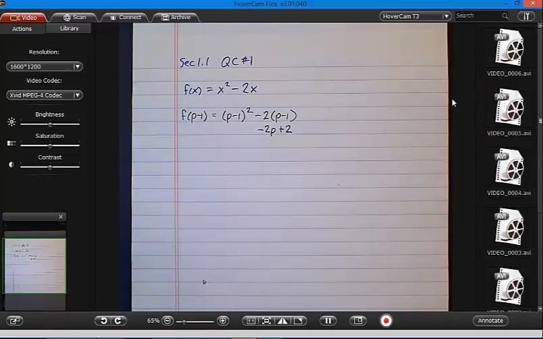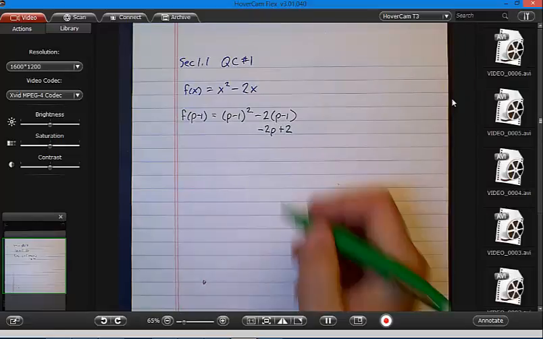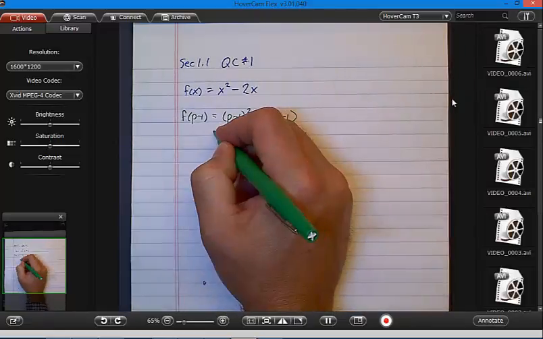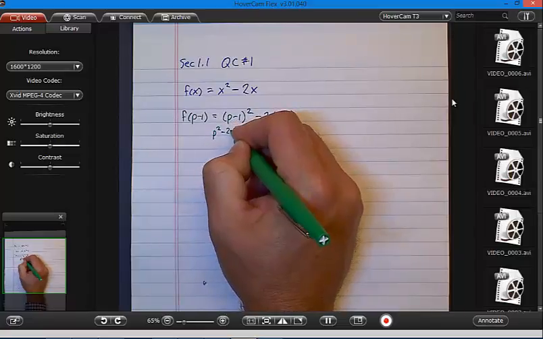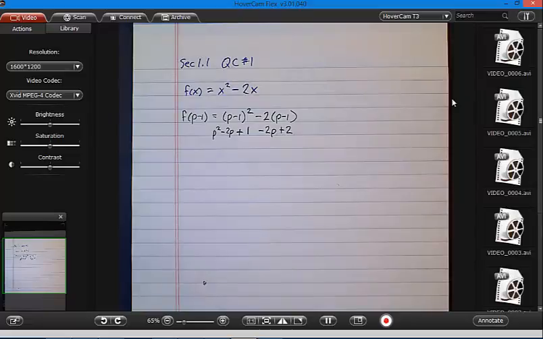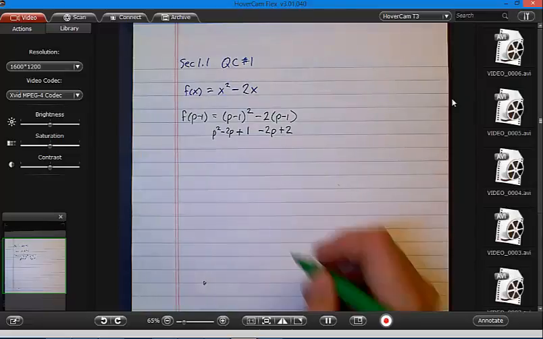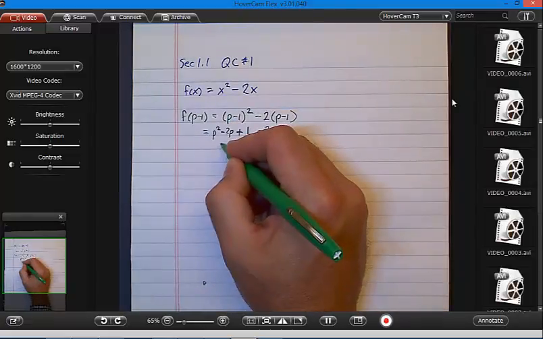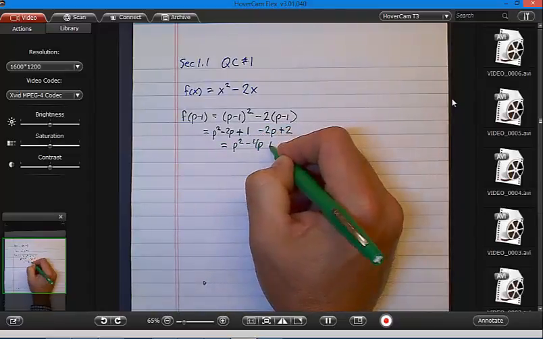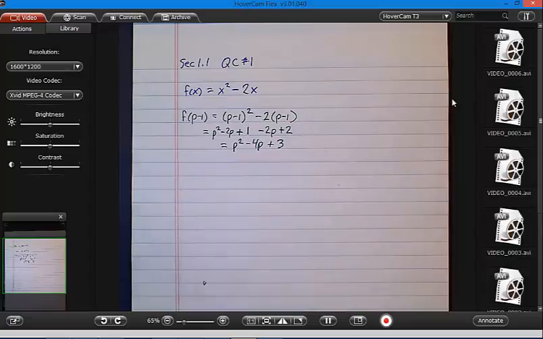Because you do first, outer, inner, last, and the outer and inner kind of combine. So if you work out p minus 1 times p minus 1, you're going to get p squared minus 2p plus 1. Is that okay so far? And now I'm going to combine like terms. And so I'm going to get p squared minus 4p plus 3, which is what they said the value of f of p minus 1 is. Okay? Questions on that?